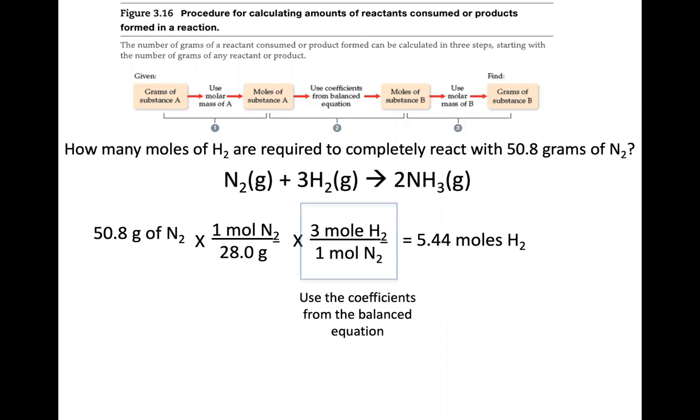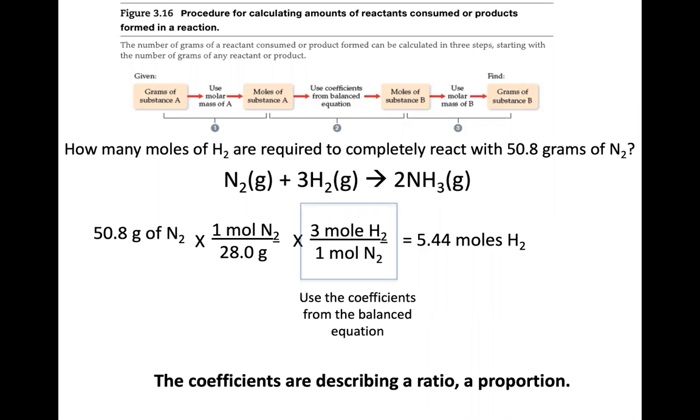I'm then looking to see how they combine in the balanced chemical equation, and I'll use that to determine the number of moles that I have in the product. This step right here of using the coefficients, that's similar to what you were doing just a moment ago when you were making sandwiches. You were looking at the coefficients on that. The coefficients are describing a ratio. It's a proportion for how one reactant combines with another. For every 3 moles of H2, it takes 1 mole of N2. That's what the coefficients are telling me.